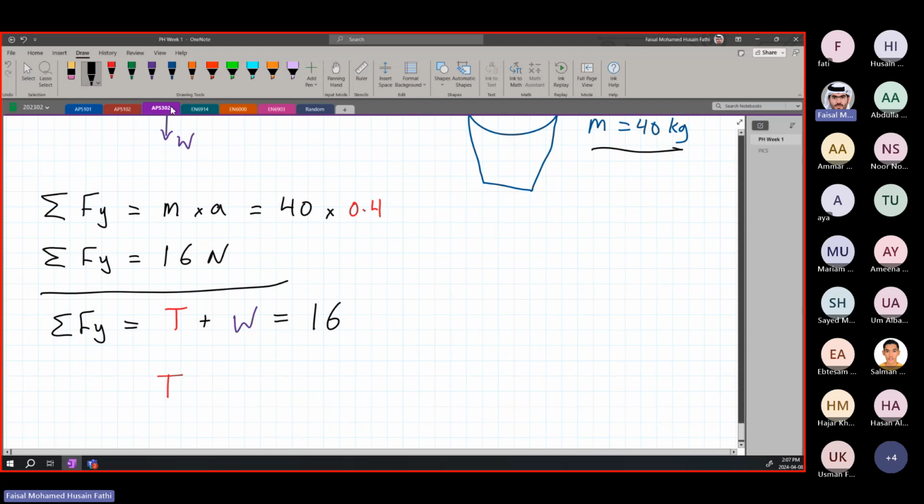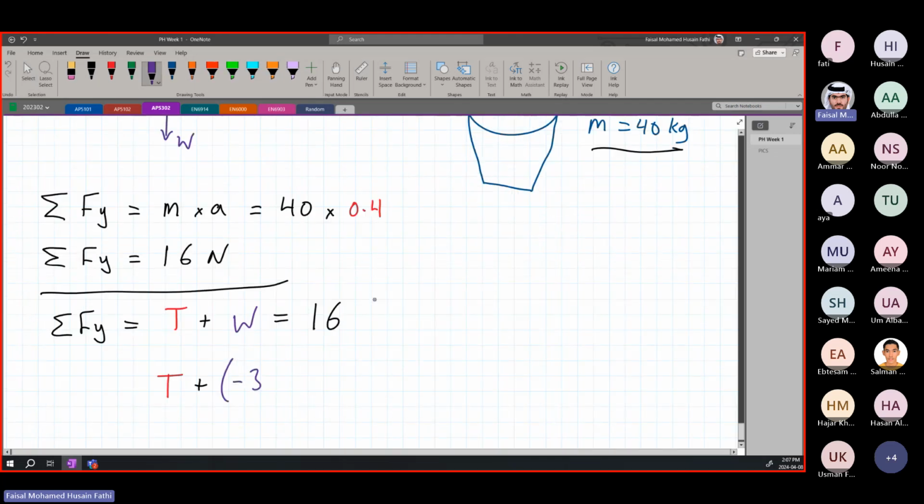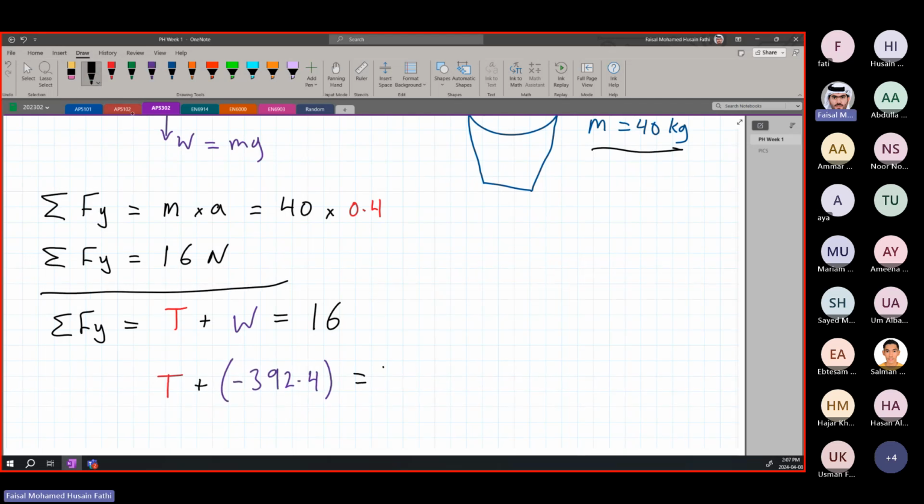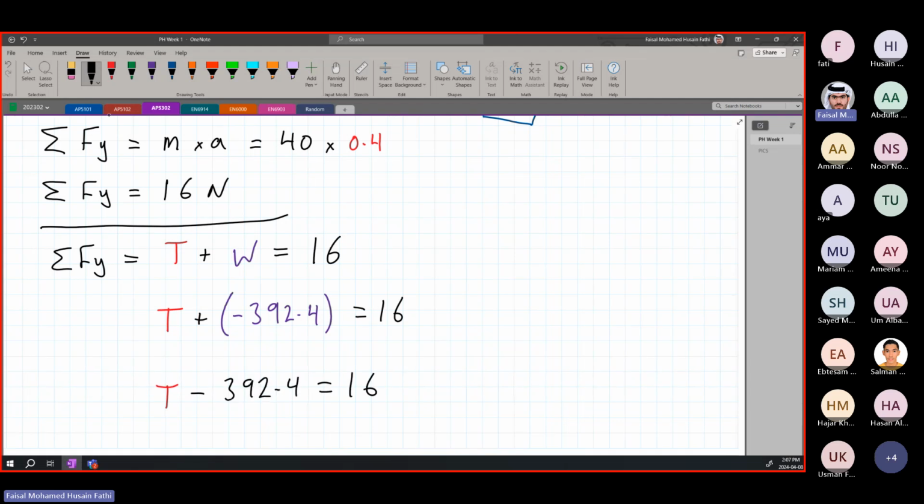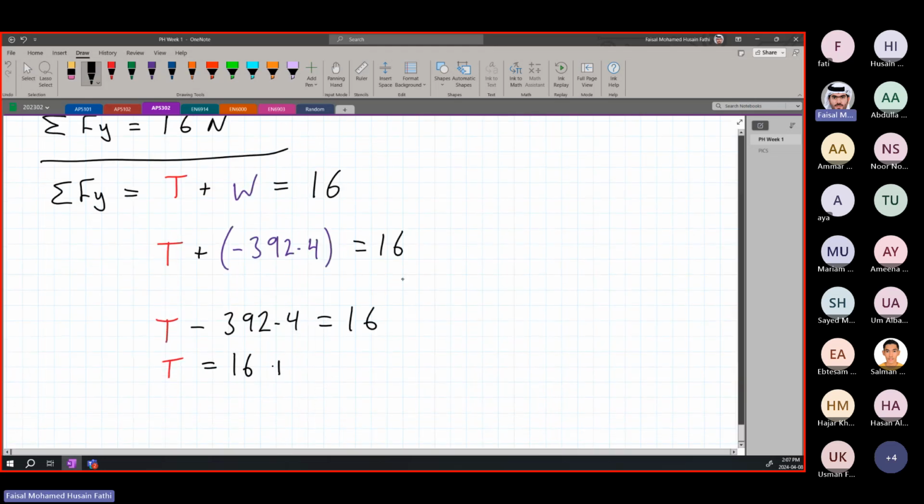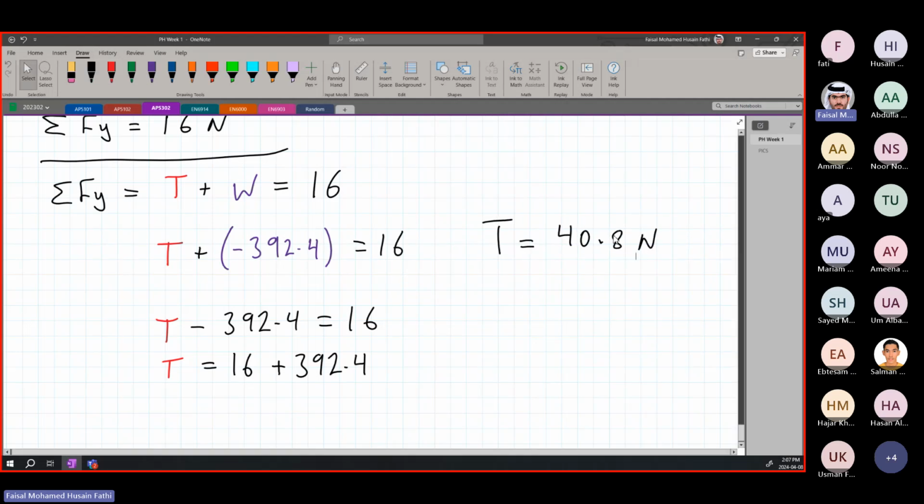So now we can just solve. T plus W, where W from earlier was minus 392.4. It is the same W, W is just equal to mg. So T minus 392.4 is equal to 16. We're going to take this to the other side, so it will become plus 392.4. So T is equal to 16 plus 392.4, which is 408.4 newtons.